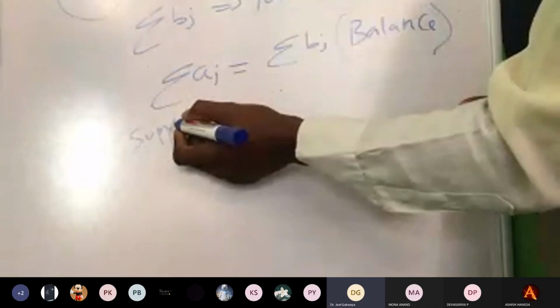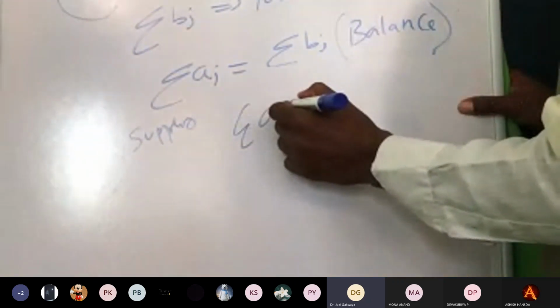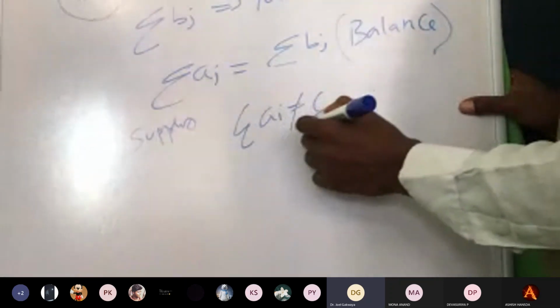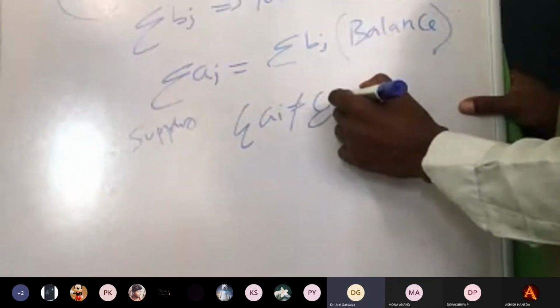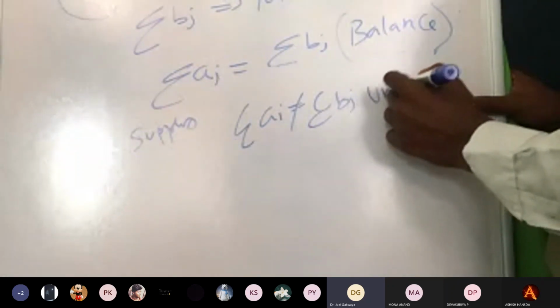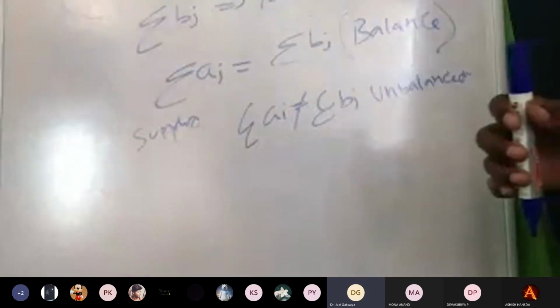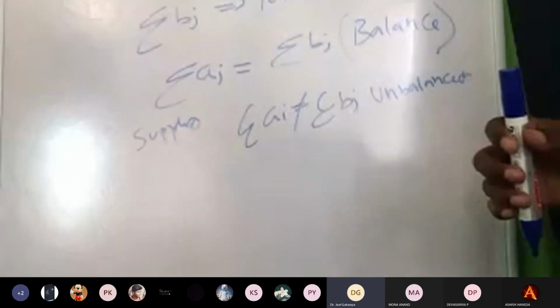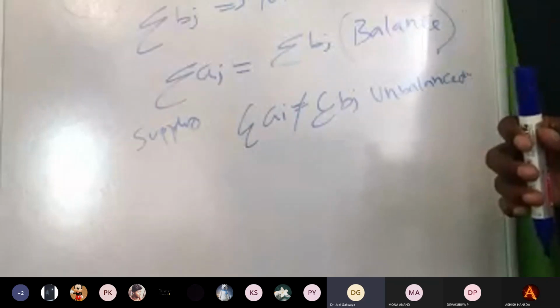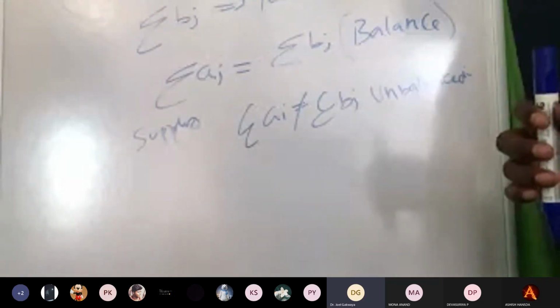When the total supply is different from the total destination, then we say this is unbalanced transportation. Okay, this will be known as unbalanced transportation. All right, so these are the two types of transportation.